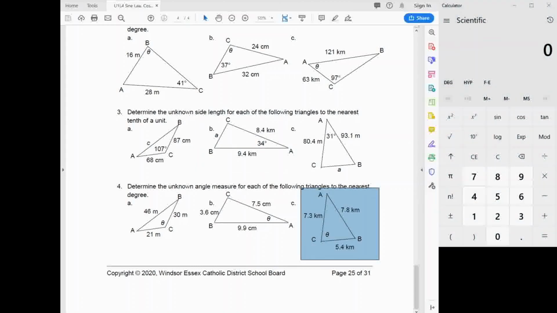And lastly, I'll do this problem here. In this case, I have to write this as cos C equals a squared plus b squared minus c squared over 2ab. So I will start with my numerator. It's going to be a squared, 7.3 squared, plus b squared, 5.4 squared, minus 7.8 squared. That's my numerator, so I can close the bracket. Divided by my denominator, which is 2 times a times b. I can hit equals. I need to find the inverse cosine of this to find my angle. So angle C in this case would be 74 degrees.